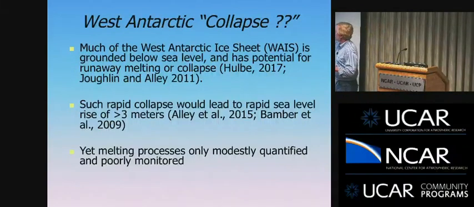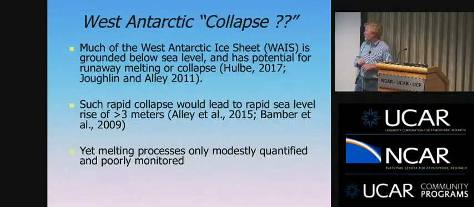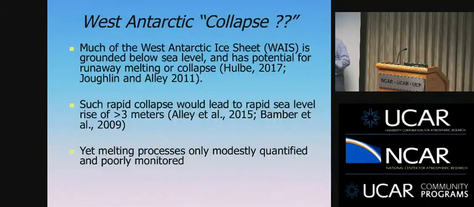Of particular interest is West Antarctica, and I'll give you a map of Antarctica in just a second, just to orient yourself where you are. But most of the West Antarctic ice sheet, this big glacier, huge, enormous ice sheet, is grounded below sea level and has the potential to go runaway melt, runaway collapse. I'll talk about why that is in just a second.